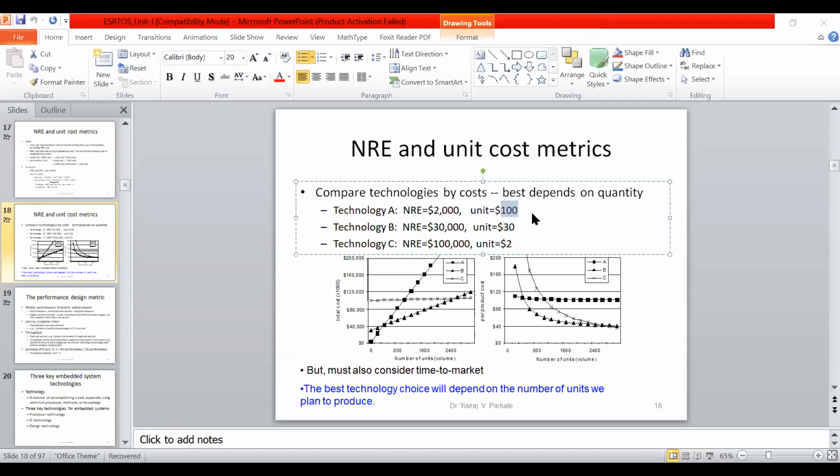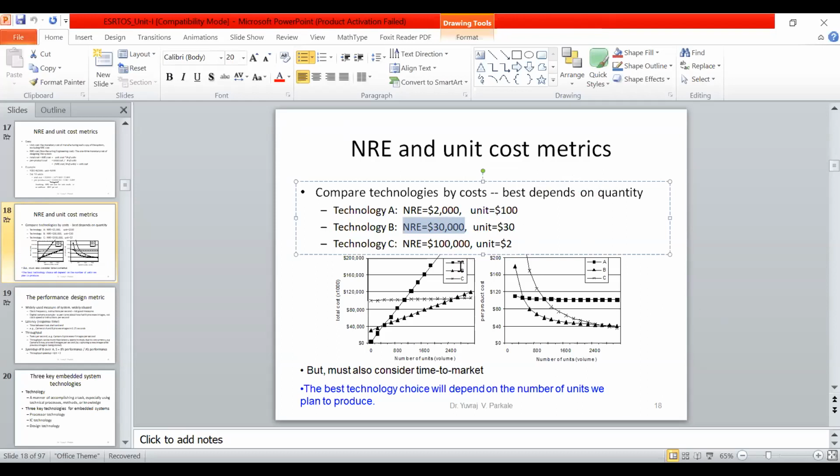Now you compare this first technology with the second technology. In technology B, the design cost is increased. What is the design cost? That is the NRE cost, 30,000 compared to 2,000. So here the design cost increases, but the manufacturing cost of that unit is reduced to 30 only.